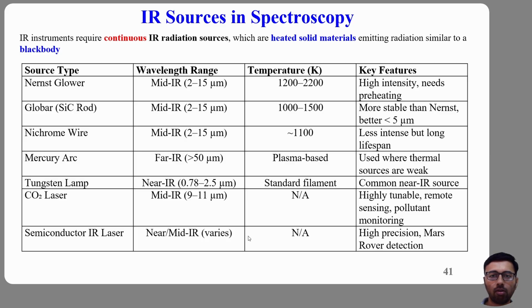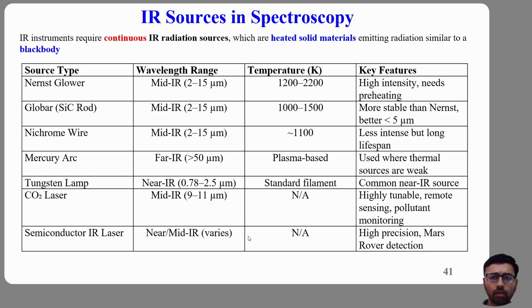Another extremely common source is the Globar. A Globar is a silicon carbide rod heated electrically. It typically operates between 1000 to 1500 Kelvin, slightly cooler than the Nernst Glower. The Globar is mechanically robust, stable, and reliable. It performs particularly well at wavelengths below 5 micrometers. Because of its stability and durability, Globars became widely used in commercial IR spectrometers.